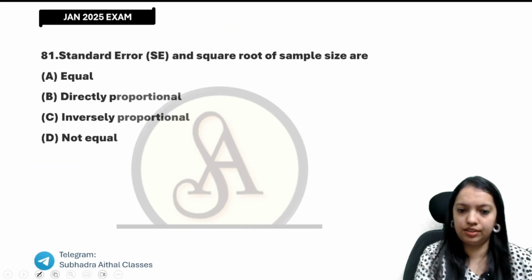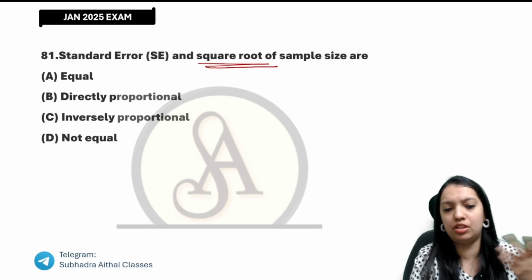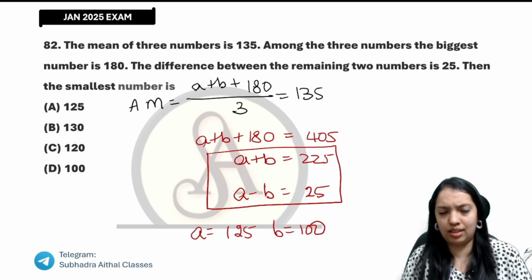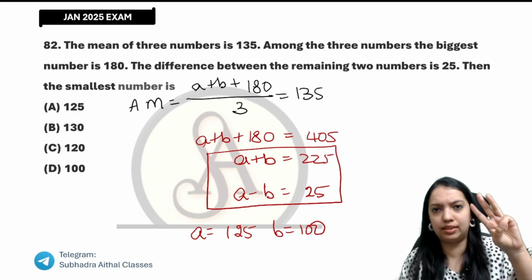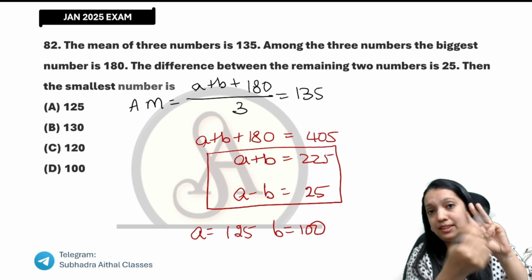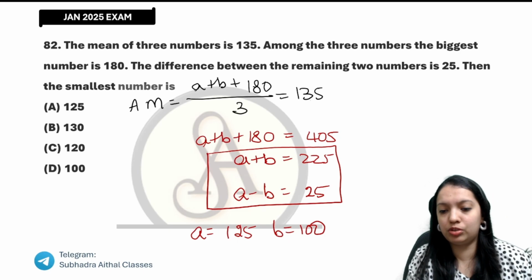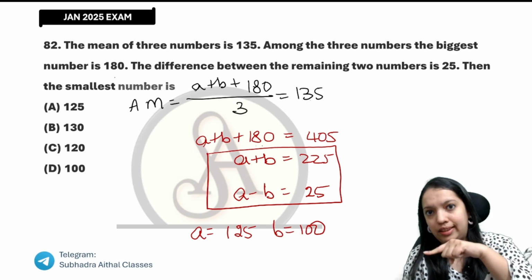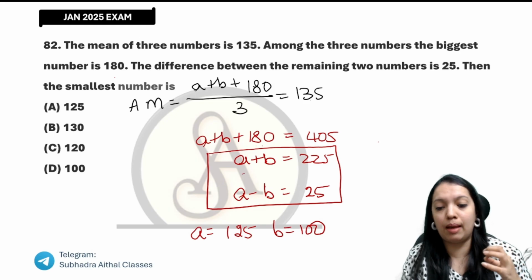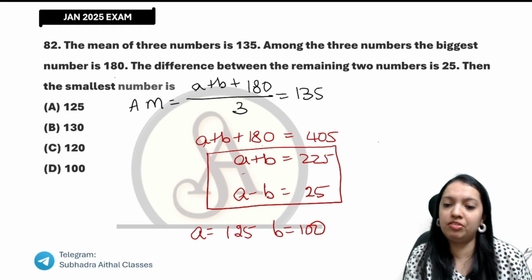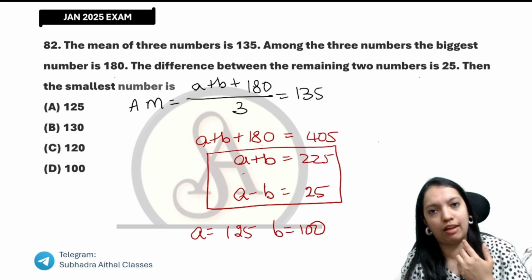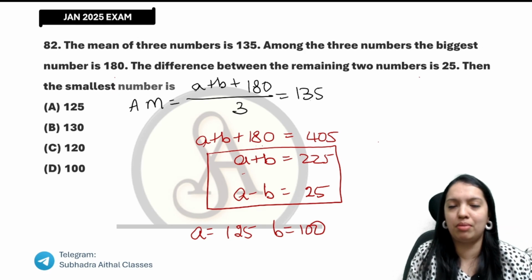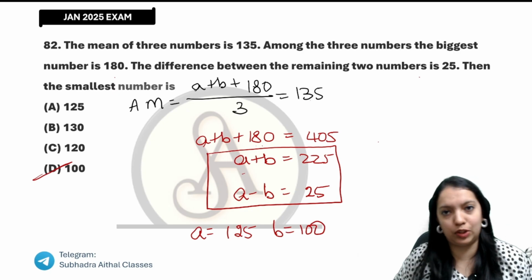Standard error is inversely proportional to square root of sample size. Next, mean of 3 numbers A plus B plus C is equal to 135 divided by 3. A plus B plus C divided by 3. Now multiply by 3, you get 405. Biggest number among these is 180. Take this to right hand side. 405 minus 180. A plus B value 225. Difference between the two numbers, the A minus B value is 25. Solve this, simultaneous linear equation, you get A value 125, B value 100. Smallest number is equal to 100.